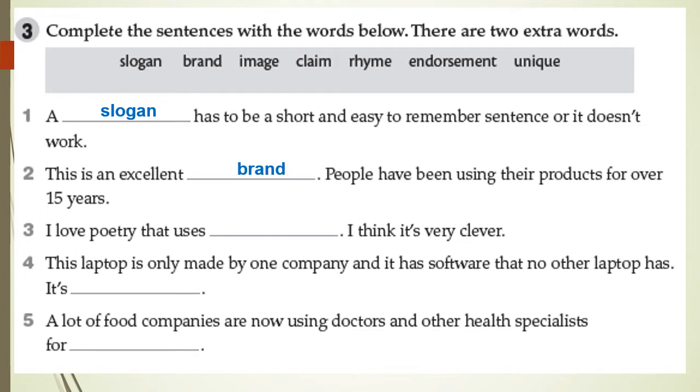Number 3: I love pottery that uses rhyme, I think it's very clever. Yes, poetry. For example, Ahmad Shawqi's poetry uses rhyme. Number 4: this laptop is only made by one company and it has software that no other laptop has. It's unique. Number 5: a lot of food companies are now using doctors and other health specialists for endorsement, yes, for supporting.